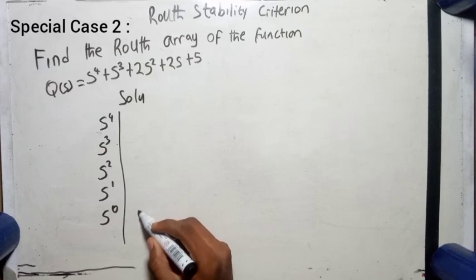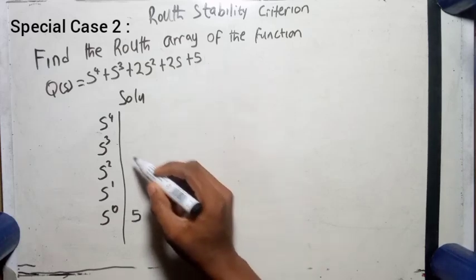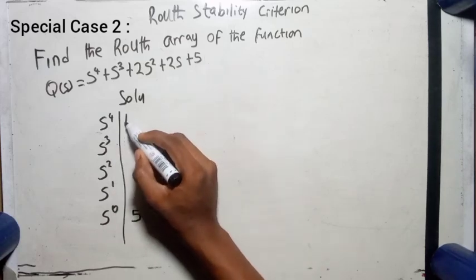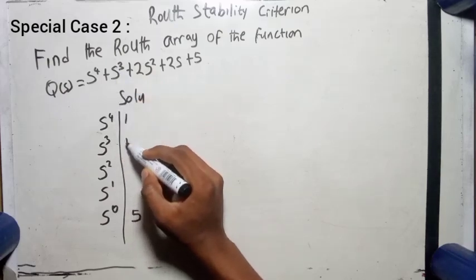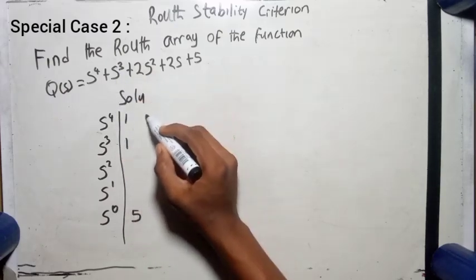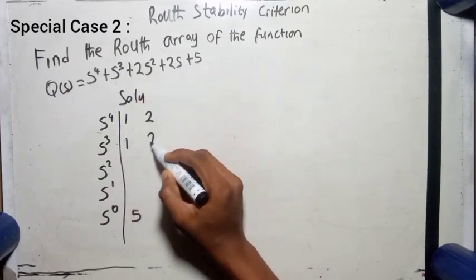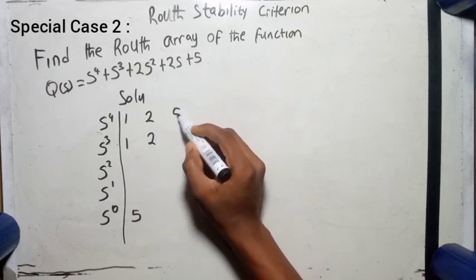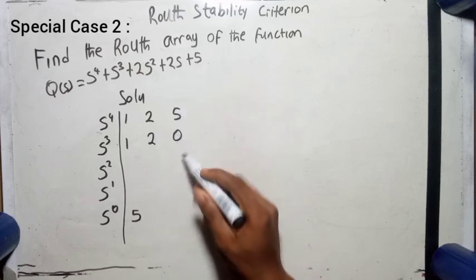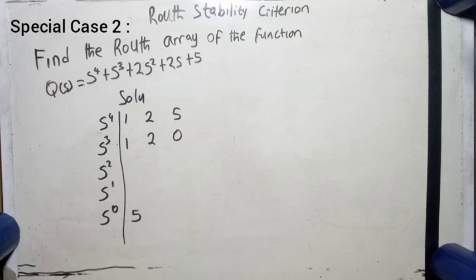We know s0 will definitely be the constant. Then s4 we have 1, s3 we have 1, s2 we have 2, s we have 2, and the constant we have 5. Then we can put 0 here to fill up the gap.